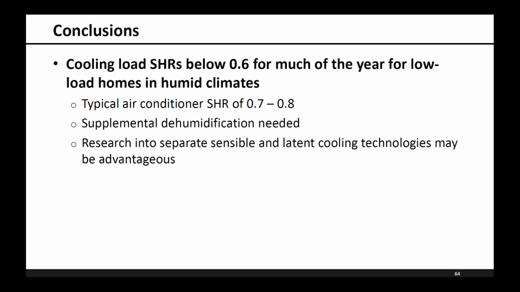So going through some of the conclusions from the load cases, we saw that the cooling load sensible heat ratios were below 0.6 for many of the summer months in the low load homes in humid climates. Comparing that to the typical sensible heat ratio of an air conditioner, which is usually in the range of 0.7 to 0.8, you can see that there's a mismatch between the cooling load of the home and what the air conditioner can provide.